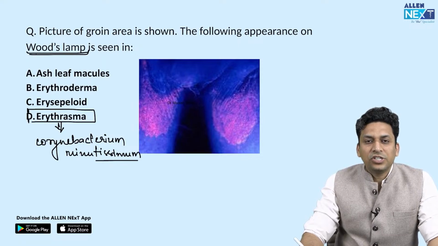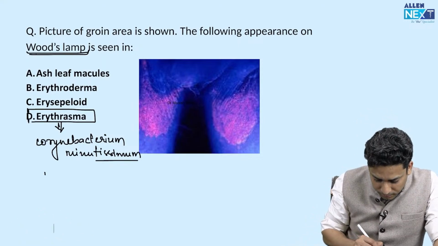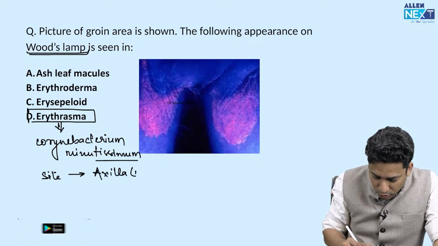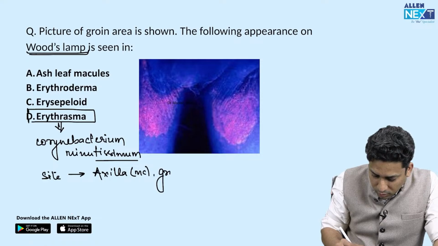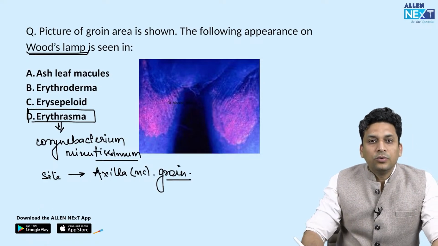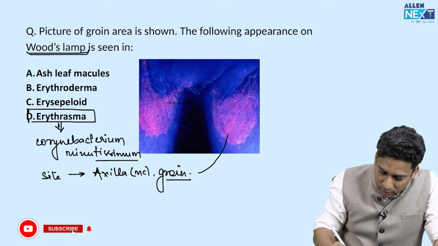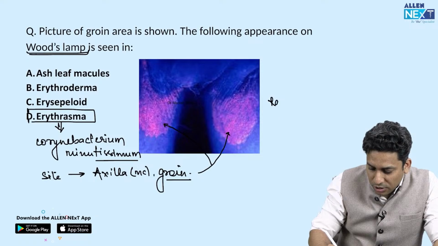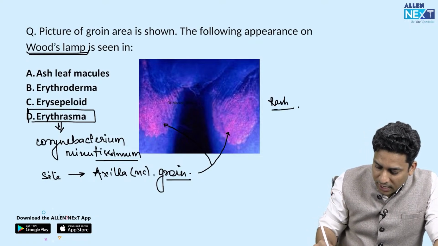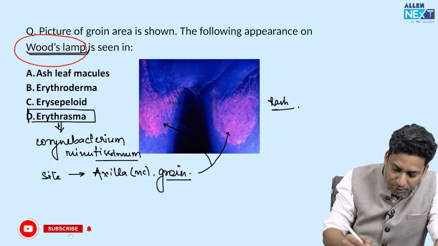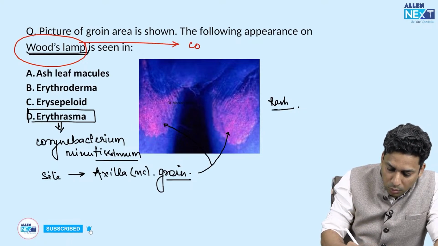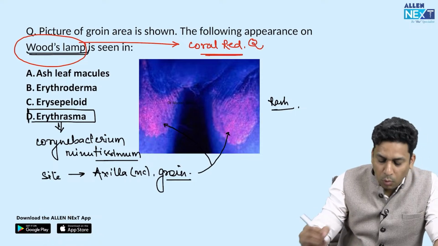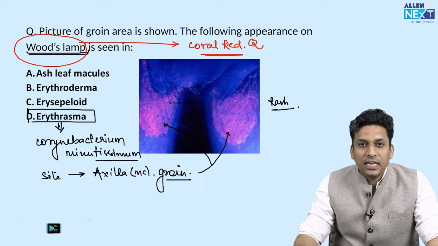This is a bacterial condition and generally involves the axilla, which is the most common site, but it can also involve the groin. And here you can see that these lesions are present in the groin. How do these patients present? They present with a rash. And when you examine this rash under Wood's lamplight, they produce coral red colored fluorescence, as you can see in this image.